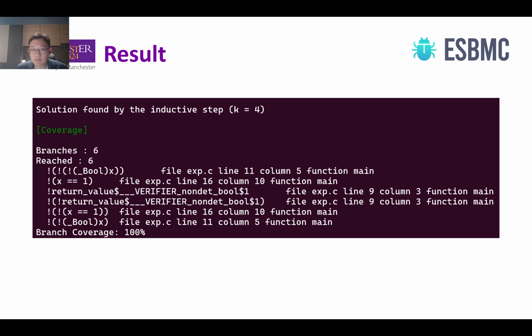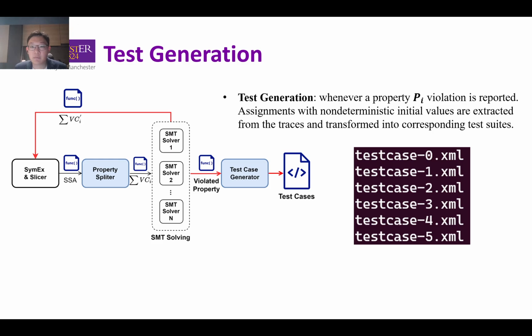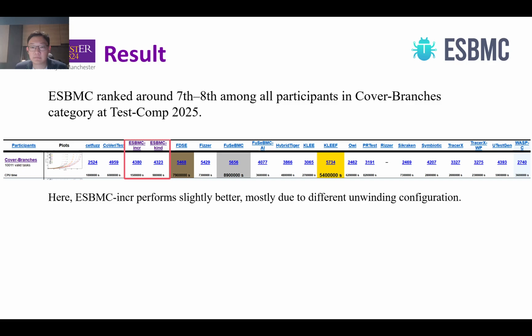Here is the result of ESBMC coverage analysis. As we can see, the whole verification process terminated at bound 4. All the true and false branches have been reached, thus the coverage is 100%. Lastly, whenever a property violation is found, we generate a test suite correspondingly. This is done by extracting the assignment from the output traces.